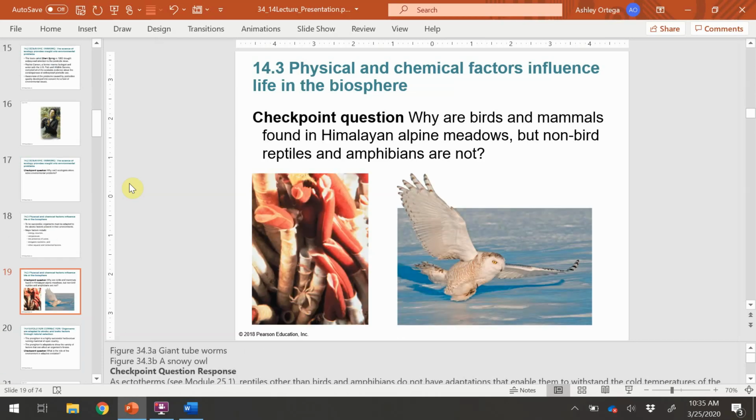All these factors do influence life in the biosphere, and that's what's shown in these pictures below. The snowy owl and giant tube worms in those two pictures have a lot of adaptations in their bodies to survive in these unique environmental conditions.